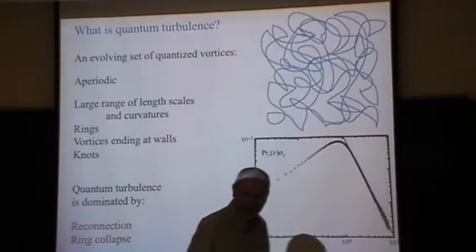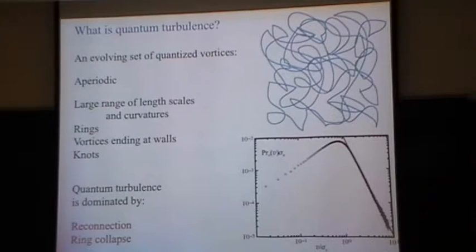So what is quantum turbulence? An evolving set of quantized vortices, aperiodic, with a large range of length and time scales. We have quantized vortex rings. They're vortices that can end at the wall generally, or they can form a ring out in the bulk. Those are the only two possibilities. They can't end in the fluid because of Stokes' theorem. You have circulation, none. It's just not an option for the complex field to do that.